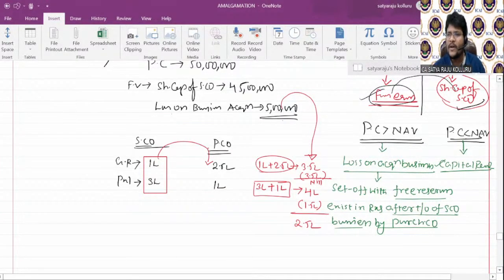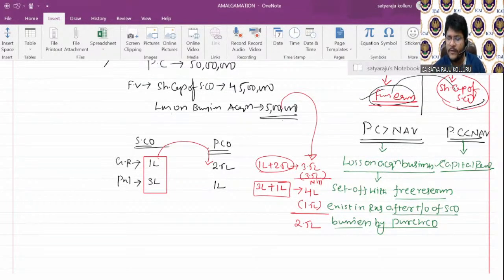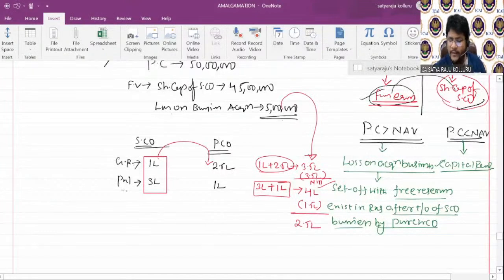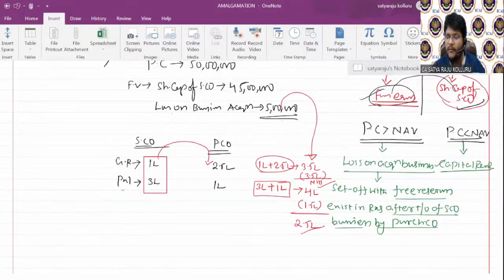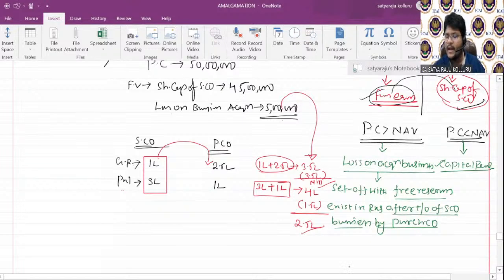Now the net result in the books of the purchasing company, after takeover of the selling company, is that the general reserve balance becomes nil and the profit and loss account balance becomes 2.5 lakhs. So that is the adjustment that needs to be done in case of merger. When PC is greater than NAV, such a loss on acquisition of the business is set off with free reserves existing in reserves and surplus after takeover of the selling company business by the purchasing company.